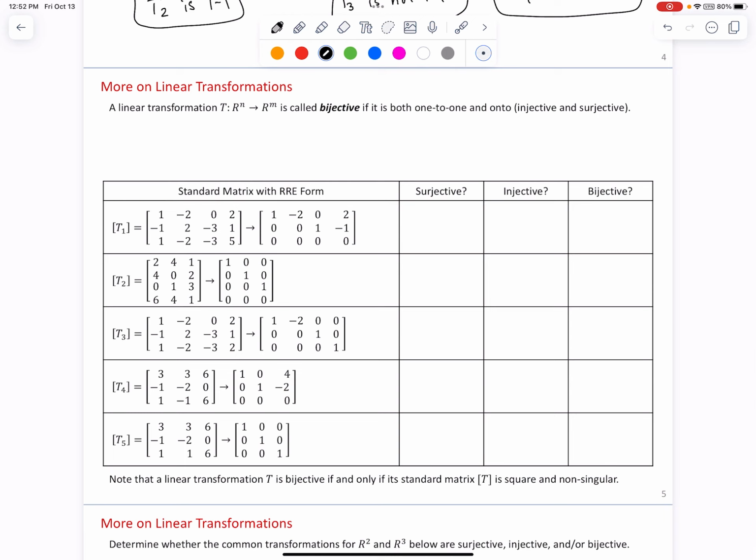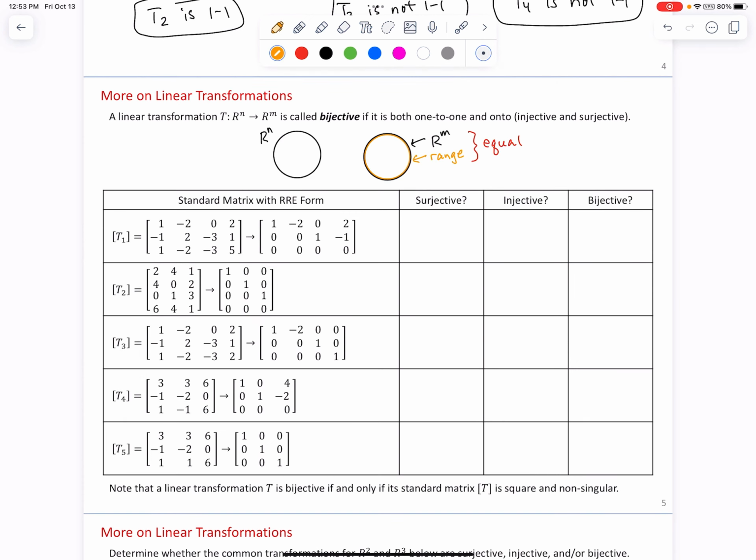A linear transformation, T, from Rn to Rm, is called bijective if it is both 1-to-1 and onto. In other words, if it is both injective and surjective. To be surjective, we have this Venn diagram where the range and Rm are equal to each other. And to also be injective, it means that every vector in the range, in all of Rm, has only one preimage, establishing this 1-to-1 relationship between a vector in the domain and a vector in the codomain. And this is called a bijective transformation.